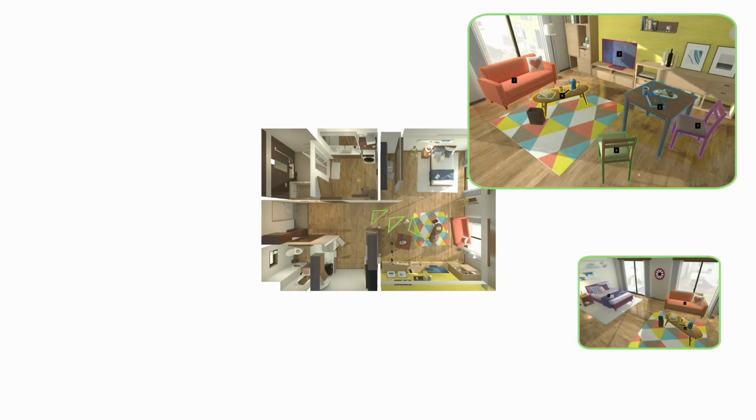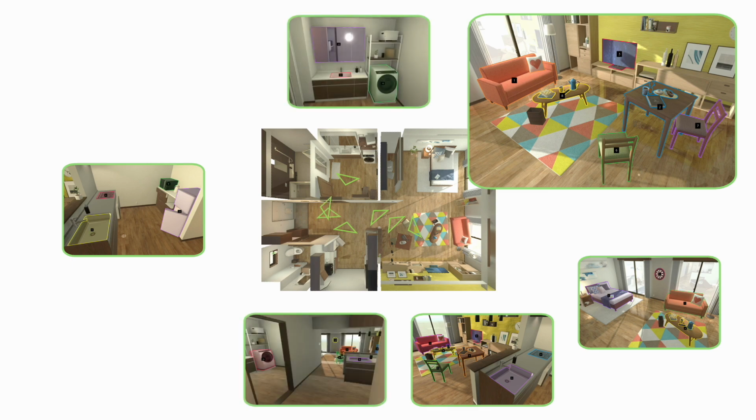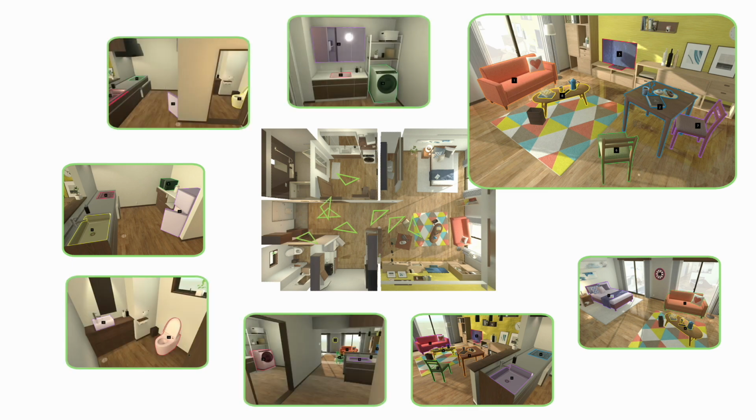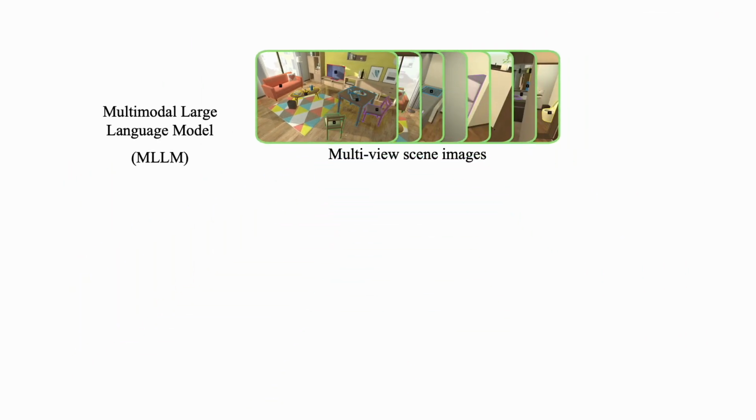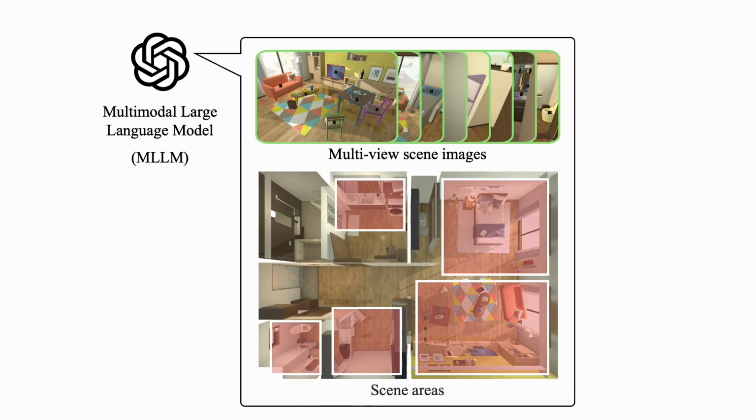A core part of this work is enabling vision language models to understand virtual 3D scenes using combined visual and linguistic information. We feed multi-view scene images to the multimodal large language model, which helps them recognize scene objects, their functionalities, and affordances. We additionally group scene objects into distinct clusters called scene areas, considering distances and visibilities as additional inputs.